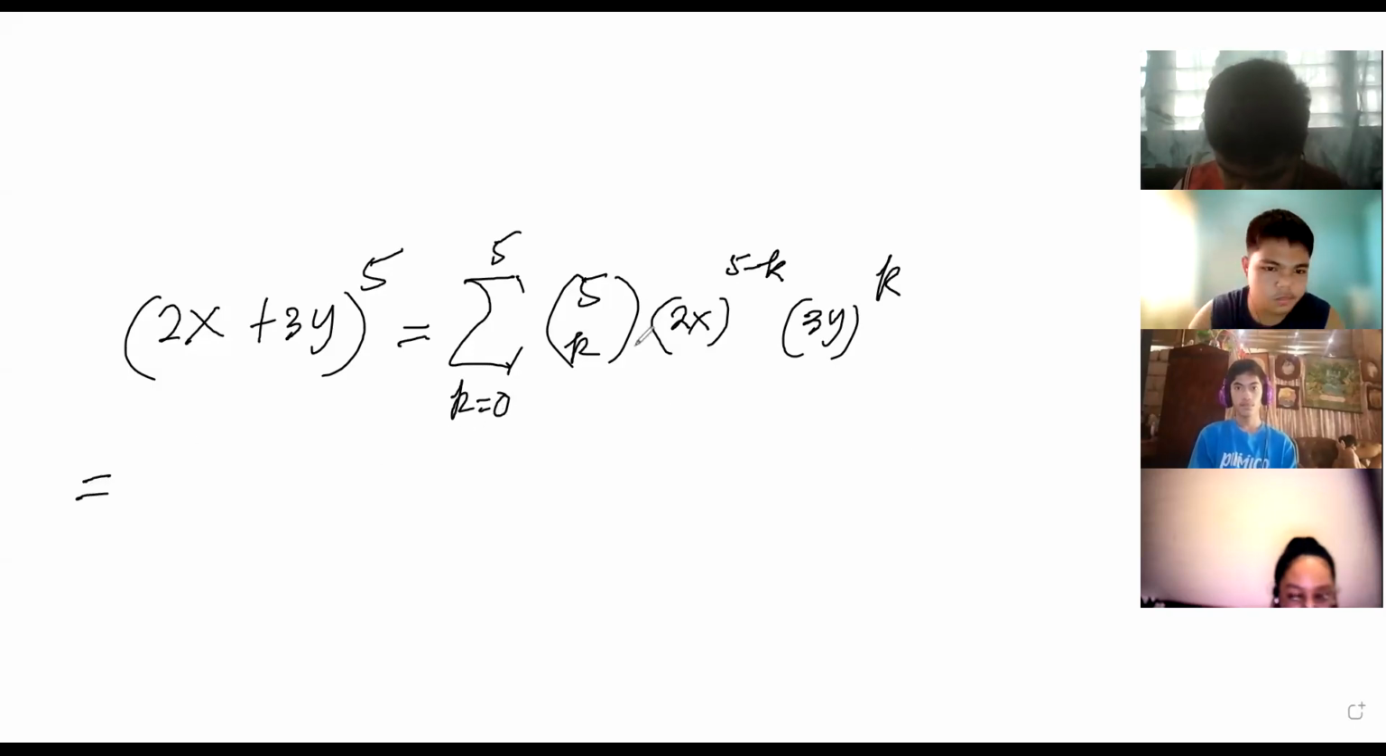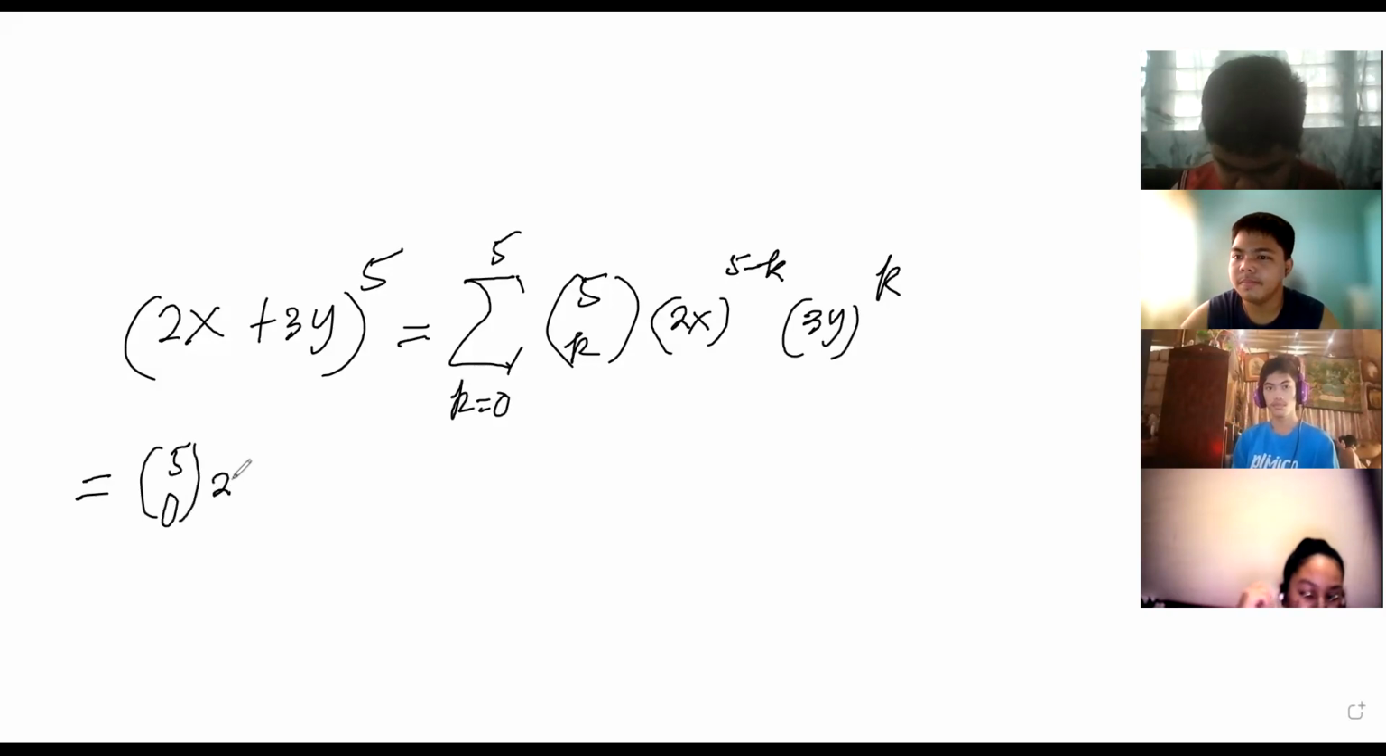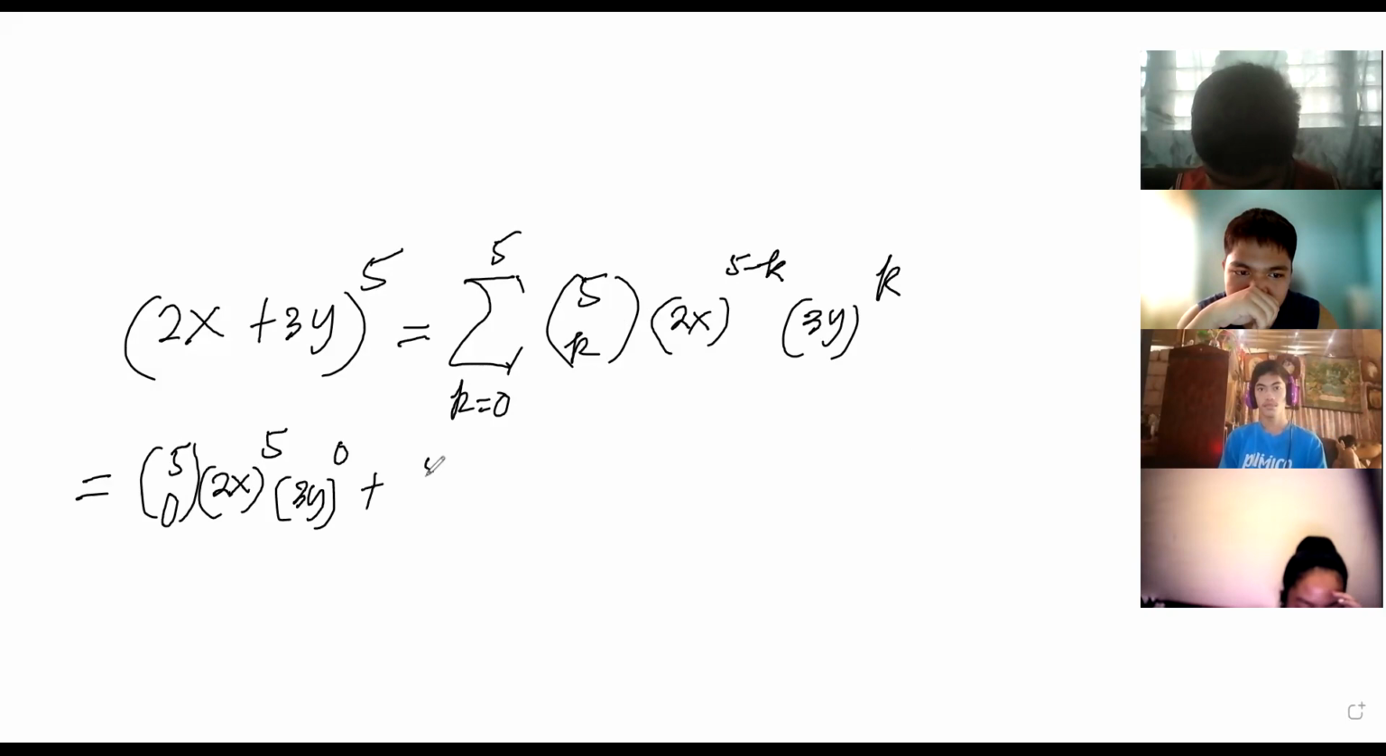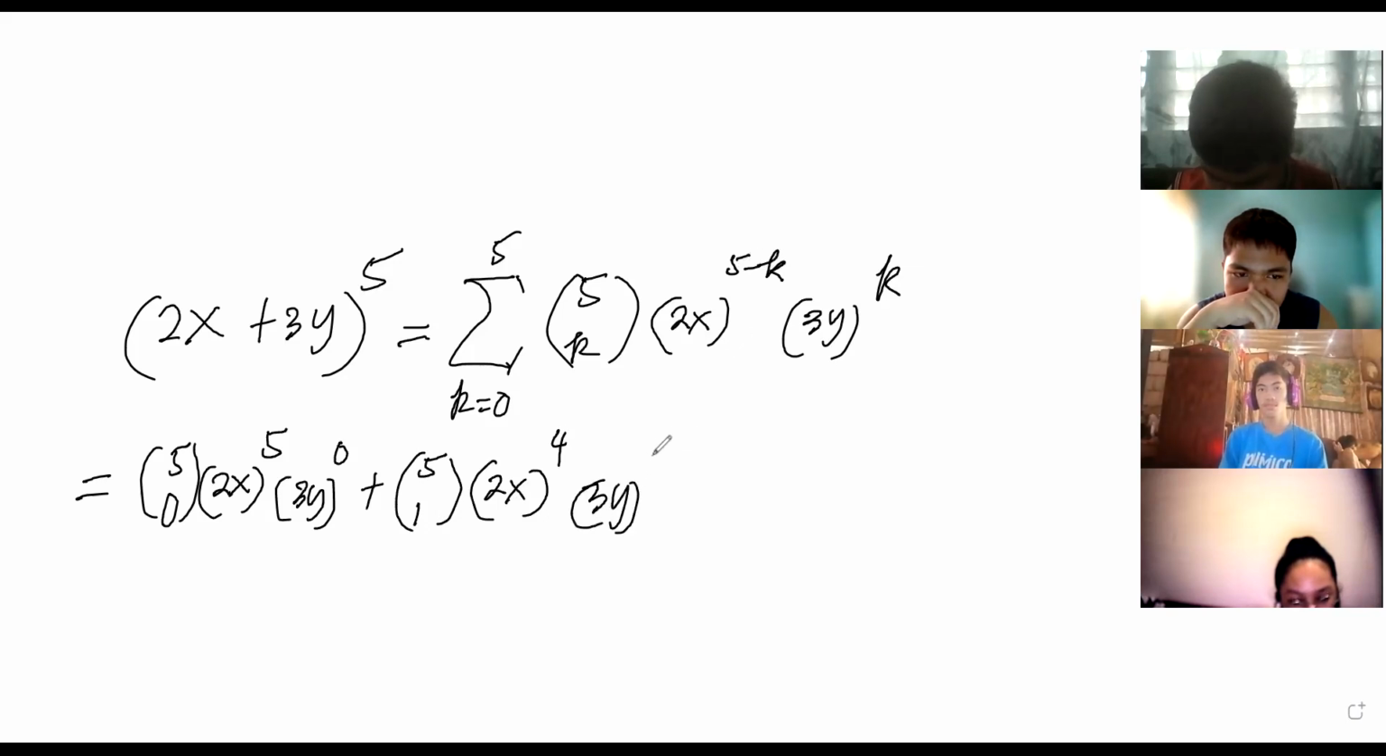When k is 0, you replace all of the terms here with 0. So it should be 5 taken 0, 2x raised to the power of 5 minus 0, or simply 5. Then 3y raised to the power of 0. Next is when k is 1. So you replace all k's here with 1. So plus 5 taken 1, 2x raised to the power of 4, 5 minus 1. Then 3y raised to the power of 1. Okay? That is when k is 1.